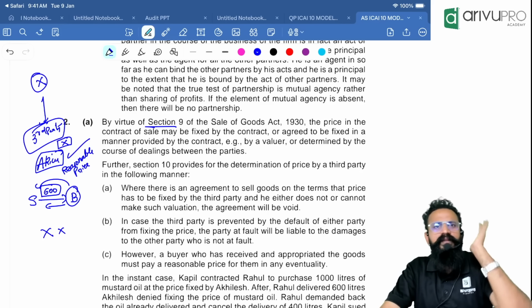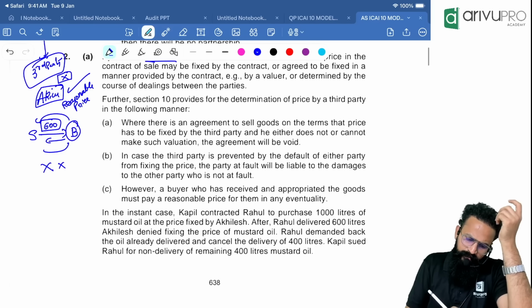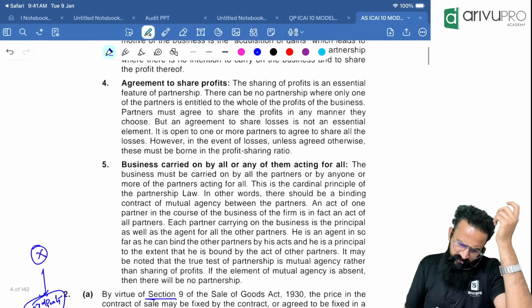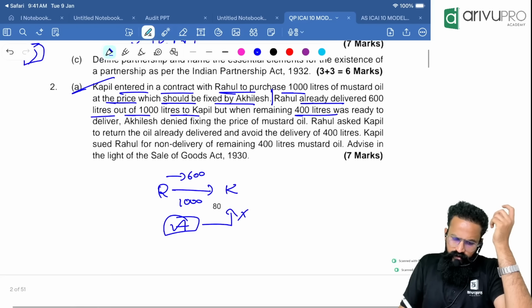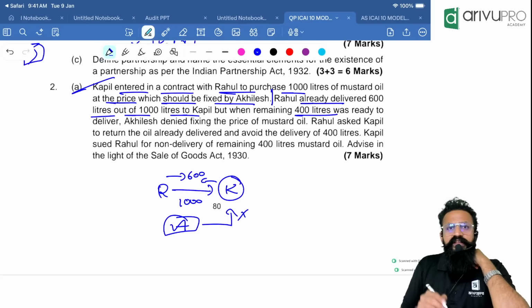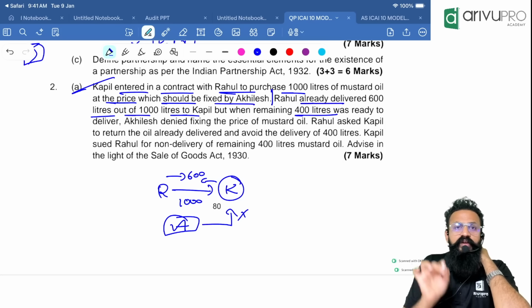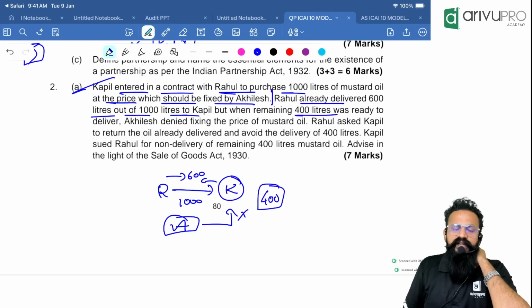Now this is my provision. Now come and explain it. What is my explanation? I'll be writing that the buyer will have to pay the price. In our case, names also will be there. We would have used names also. Kapil will have to pay Rahul the price that is reasonable for the 600 liters. For the rest of the 400 liters, the contract can be avoided. That will be the advice.